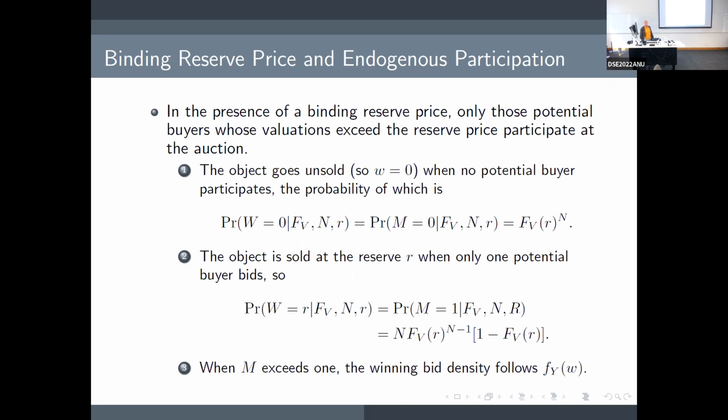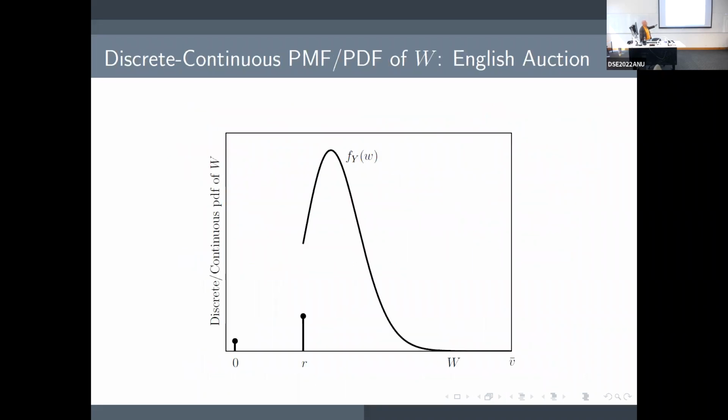No winning price at an English auction? Well, F_V to the N. One guy shows up, it's a binomial evaluated at 1, and then when M exceeds 1, it's the second order statistic. So this is what the density, or the PMF/PDF, of the winning bid at an English auction looks like.